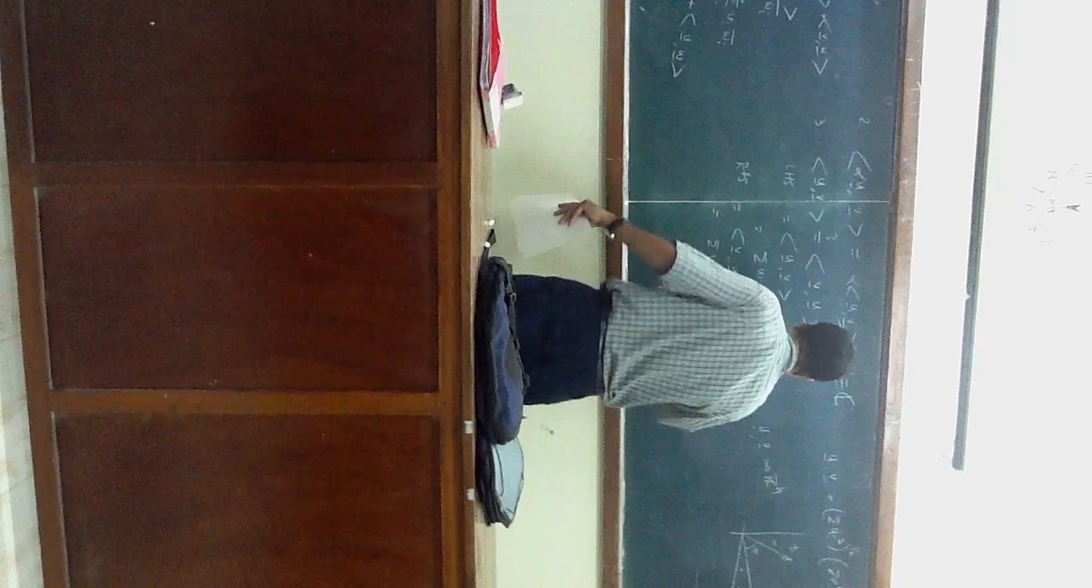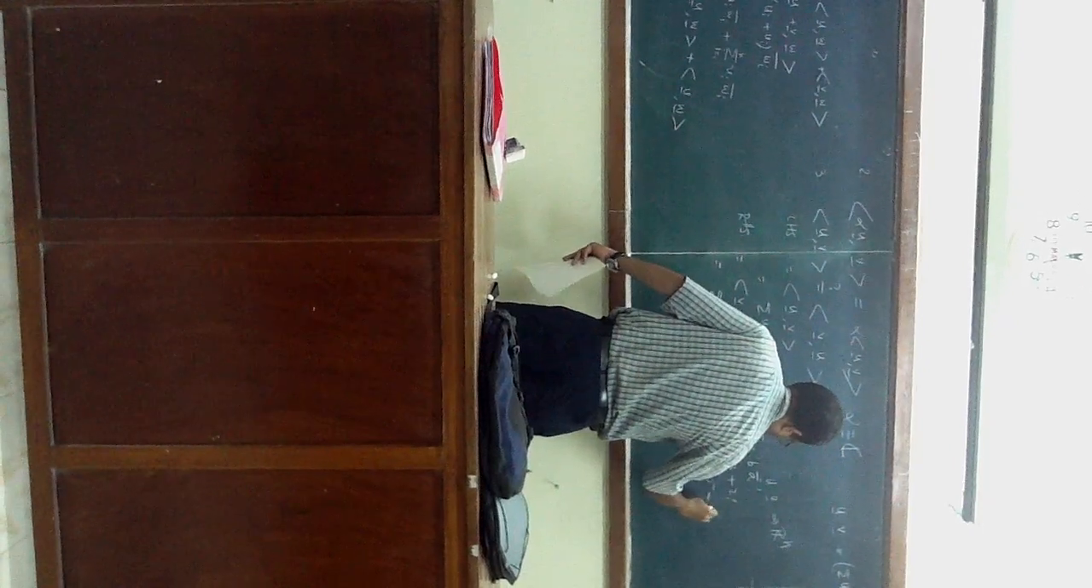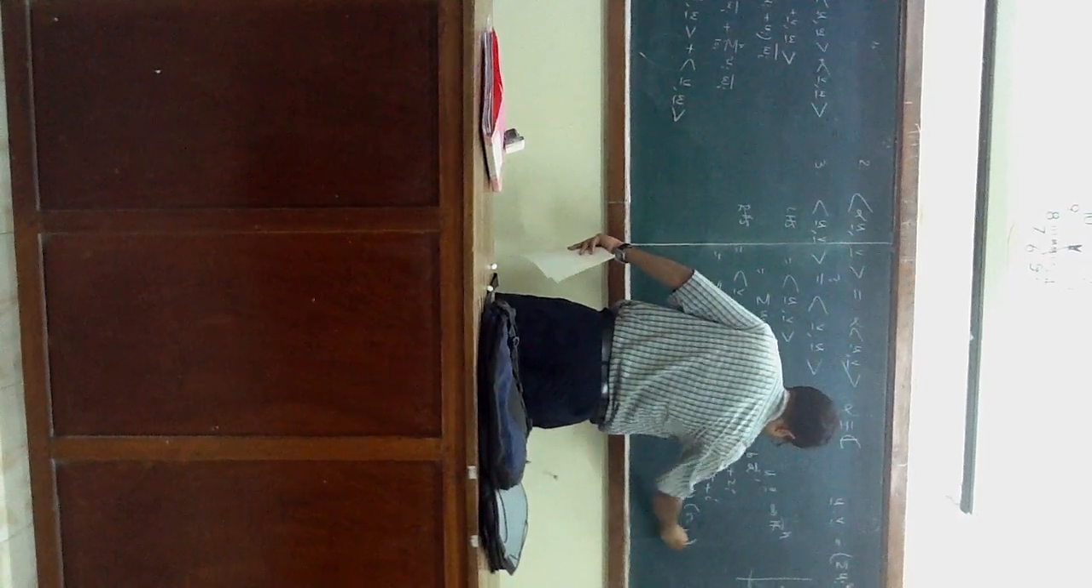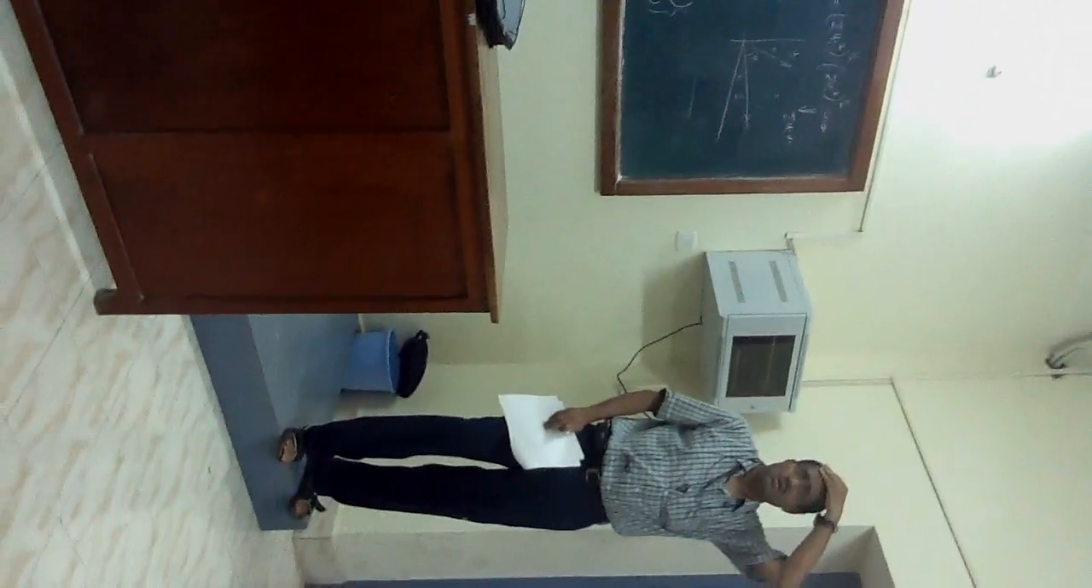Can we write A B bar equals to B A bar? I will give you the example. A equals 3 plus 2i, B equals 5 plus i. A B bar is 3 plus 2i into 5 minus i. Am I correct? And B A bar is 5 plus i into 3 minus 2i. Are they same? I want the answer. Yes or no? When can it be same?